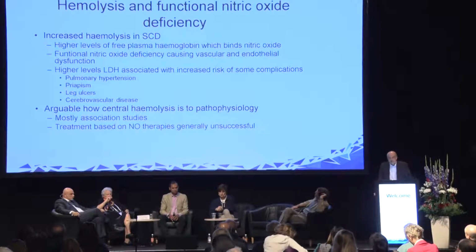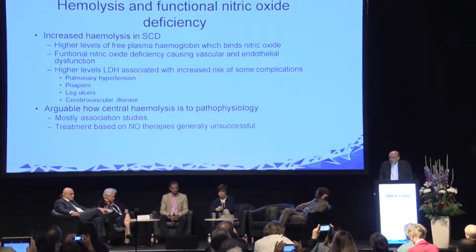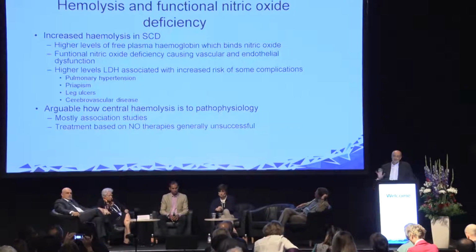As I mentioned, hemolysis is the thing that over the last 15 years has been sold very heavily as an important fundamental part of pathophysiology, being almost equivalent to vasoocclusion, and that may or may not be true. It's certainly true there is a lot of hemolysis, and there are association studies with pulmonary hypertension, priapism, leg ulcers, and cerebral vascular disease showing that these are associated with higher rates of hemolysis. They're also all associated with lower hemoglobin levels, and I think it's arguable how central hemolysis is to pathophysiology.